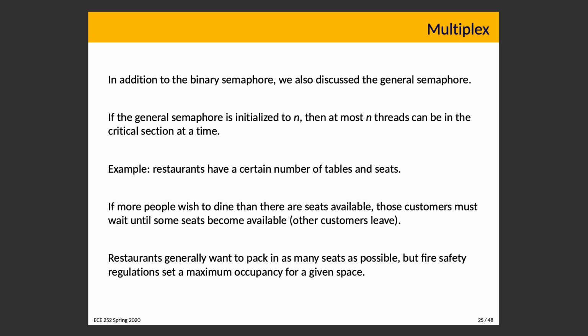Obviously, if you're manipulating variables that are shared, you can't have multiple threads in the critical section at the same time. But sometimes your critical section is something where you want only a certain number in progress at the same time. So an analogy for this is a restaurant. When restaurants are open and you can sit in them, they have a certain number of tables and seats, and if more people want to eat at that restaurant than there are seats available, then those customers have to wait until some seats become available, which is basically when other customers leave.